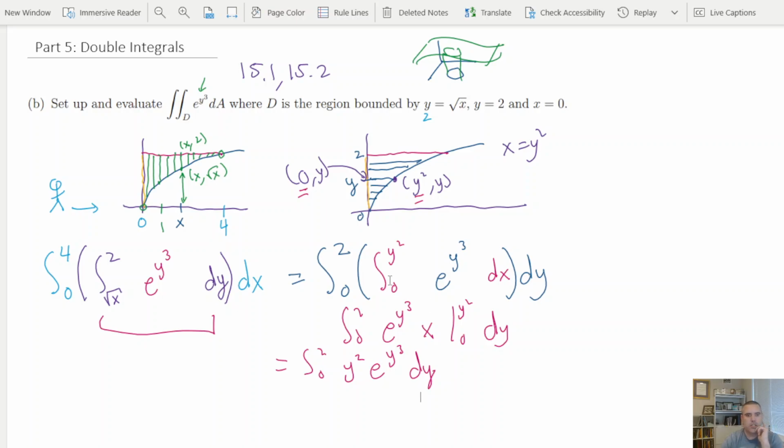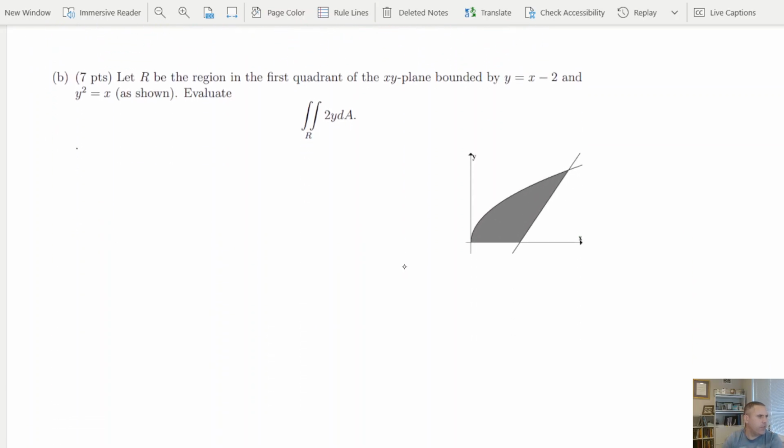Okay, so let's circle back and try another one. This is from another one of my old exams. Let me look here and see if I can spot which one it was.